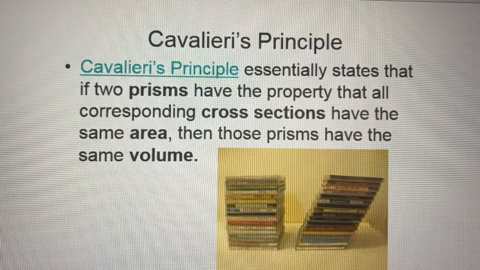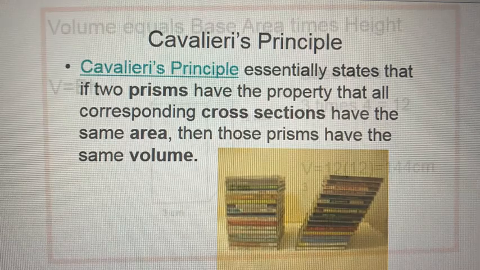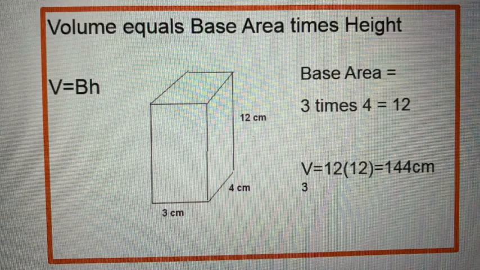Bonaventure Cavalieri came up with this, and it basically states that if two prisms have the property that all corresponding cross sections have the same area, then those prisms have the same volume. Volume of any prism equals area of the base times the height. I'm going to use an uppercase B to represent the area of the base.